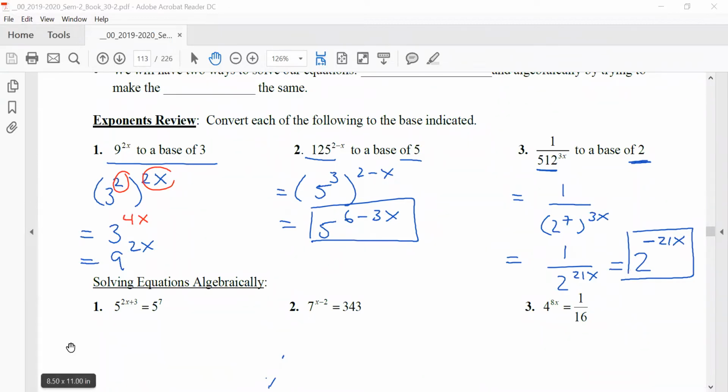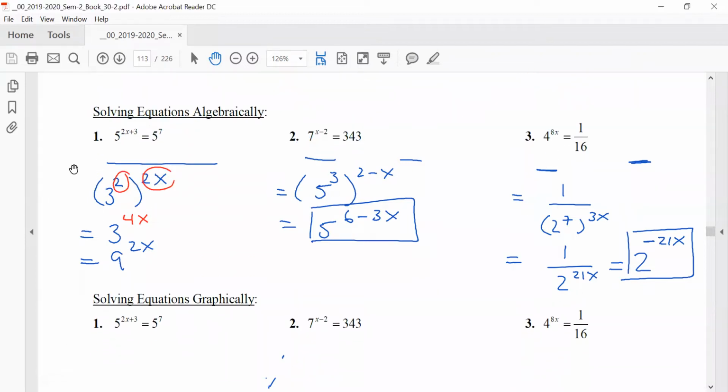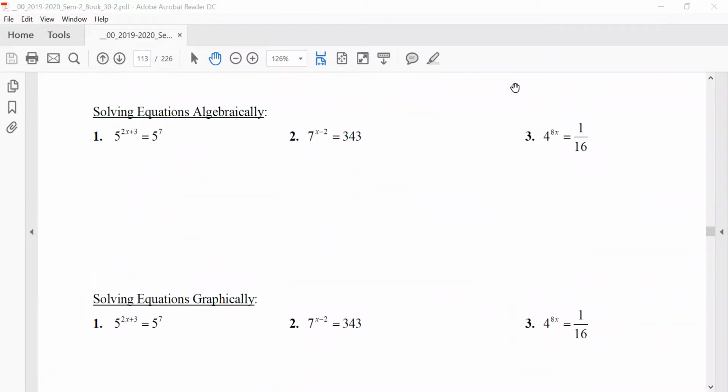Now here we go. Now what we're going to do is we're going to solve. Keep in mind, I could solve all these by graphing and cheating, but I need you practicing doing this algebraically. Question 1 says 5 to the 2x plus 3 is equal to 5 to the 7.